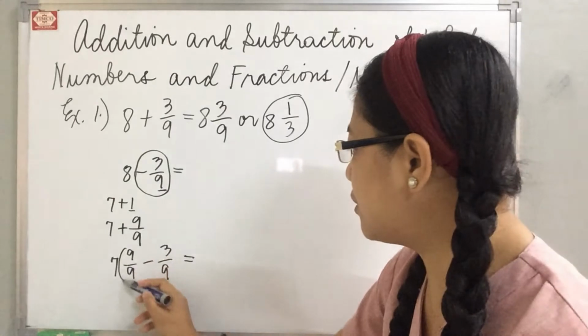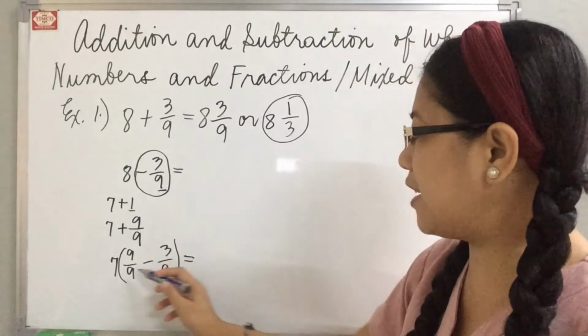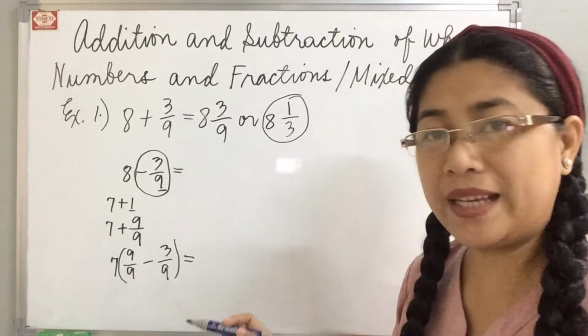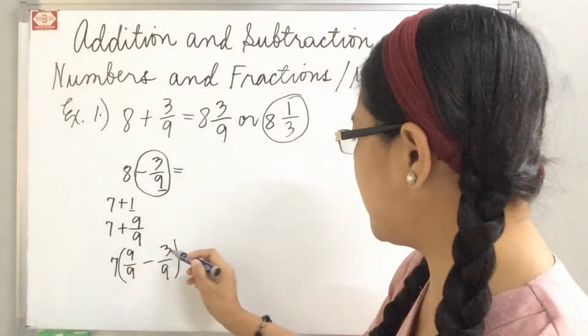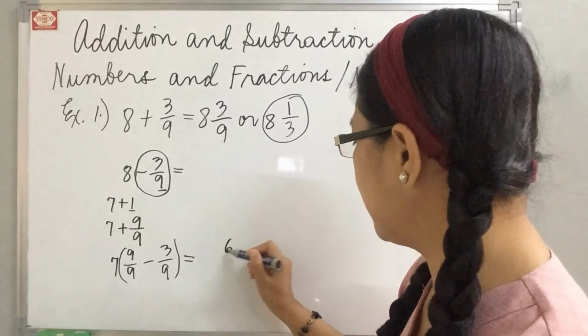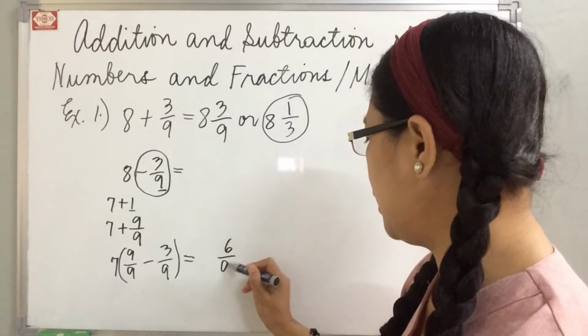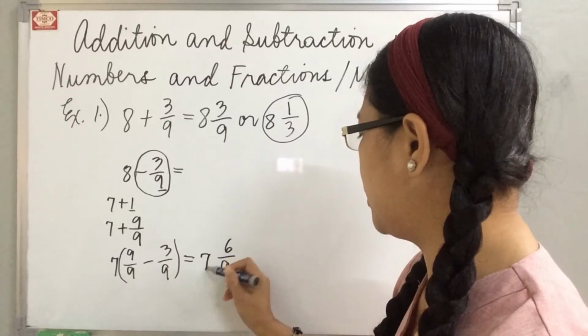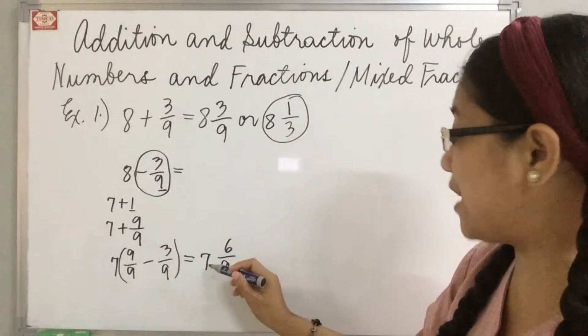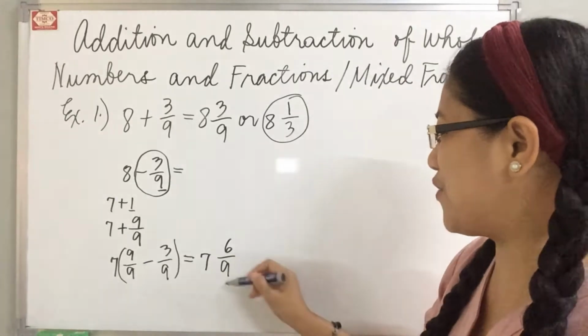Let's do first the fraction. Since they are now similar, we can now subtract the numerators. 9 minus 3 is 6. And then copy the denominator, which is 9. And copy also the whole number here. So our answer is 7 and 6 over 9.